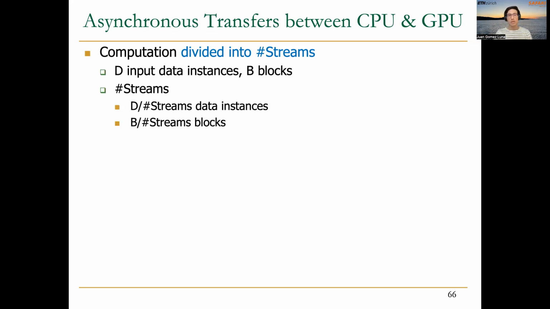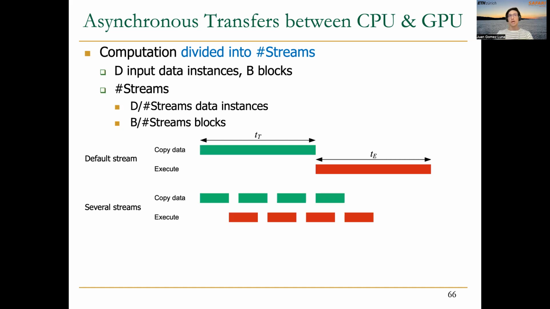That's the basic idea. For example, we can divide our D input data instances and our V blocks into different chunks, the number of streams that we are going to use in our code. This way, we can transfer one chunk, start operating on that chunk of data, and at the same time, we continue transferring data in different chunks from the CPU to the GPU and vice versa.